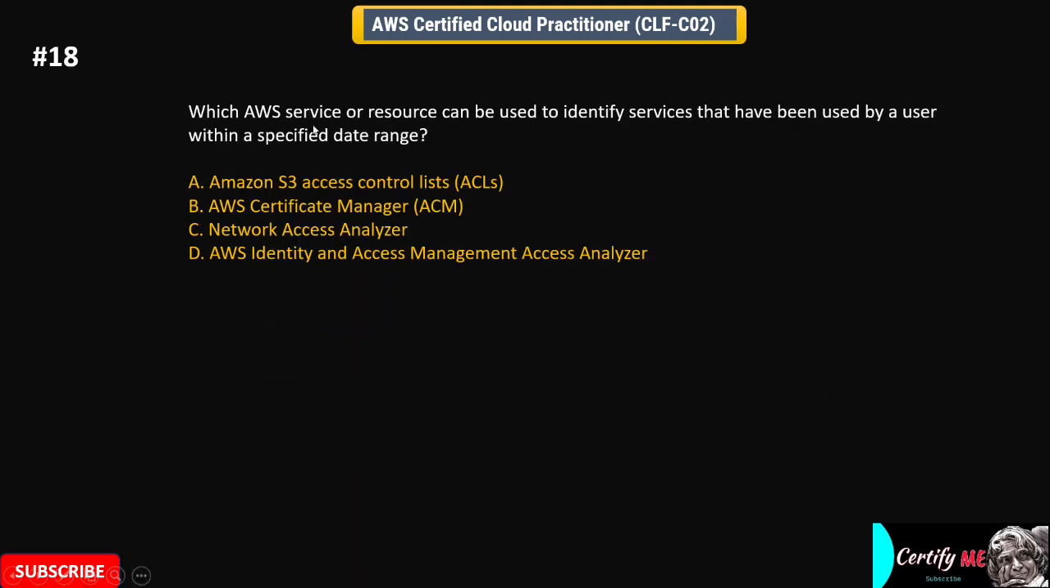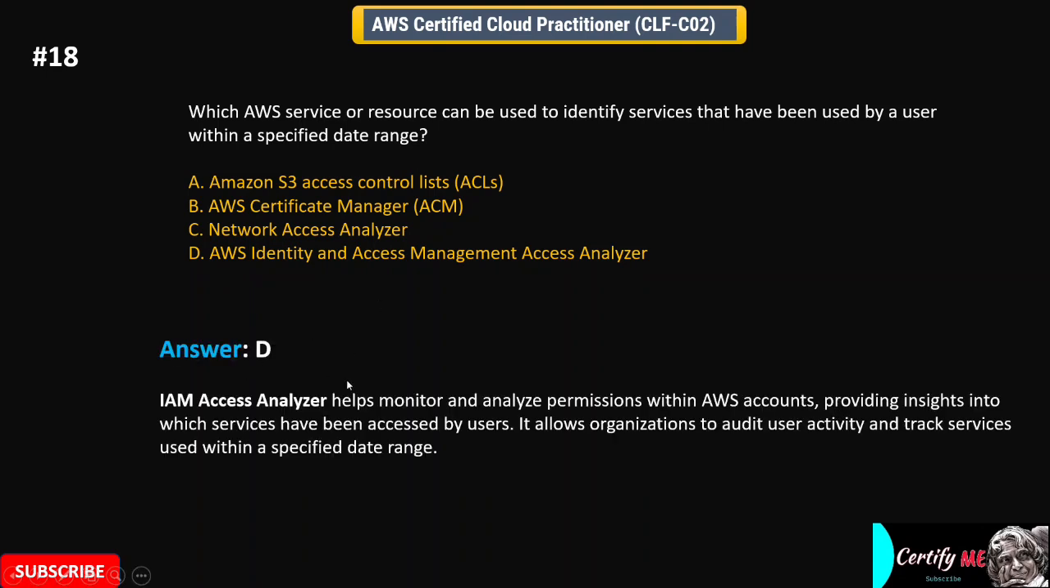Which AWS service or resource can be used to identify services that have been used by a user within a specified date range? Option A, Amazon S3 Access Control Lists. Option B, AWS Certificate Manager. Option C, Network Access Analyzer. Option D, AWS Identity and Access Management Access Analyzer. The correct option is option D.